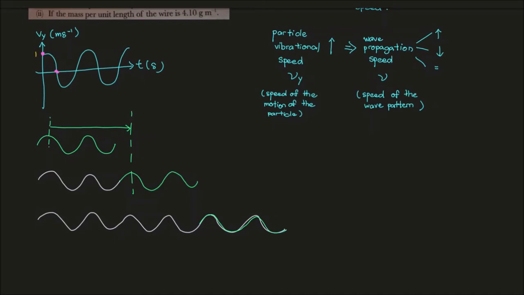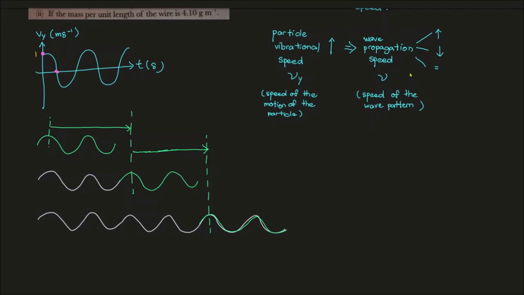So you are tracking the pattern of it. Then as time passes, you see that the pattern moves across a certain distance. It's not the particle itself moving. There's no transfer of matter in a wave. It's the shape, it's the pattern moving. So the pattern moves across a distance over a certain time. You take the distance, divide by the time, then you get the wave propagation speed. That is the speed of the wave pattern traveling across the medium. So these two things are different.